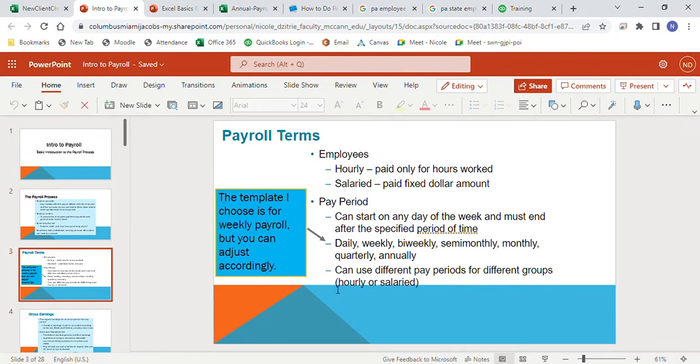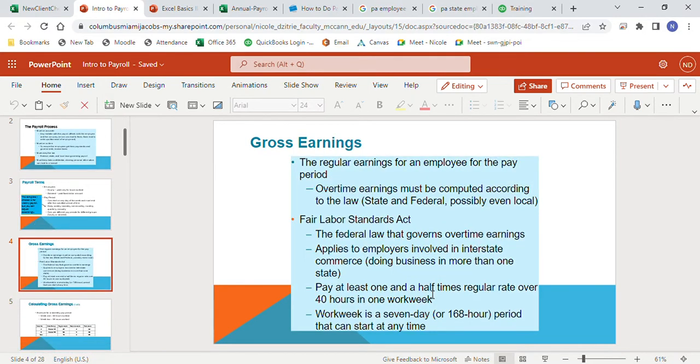And you can actually use different payroll periods for different groups. So your hourly employees maybe can get paid weekly, while your salary employees get paid bi-monthly. Regular wages for an employee in a pay period would be 40 hours by law. Anything after 40 hours would have to be time and a half. So that's usually state and federal.